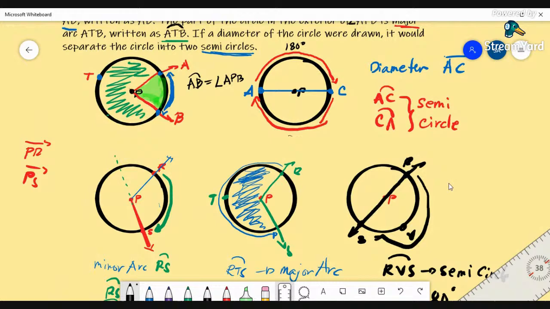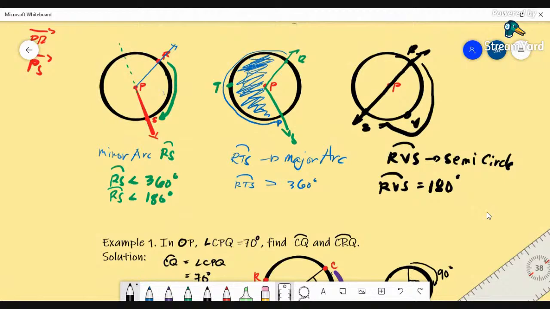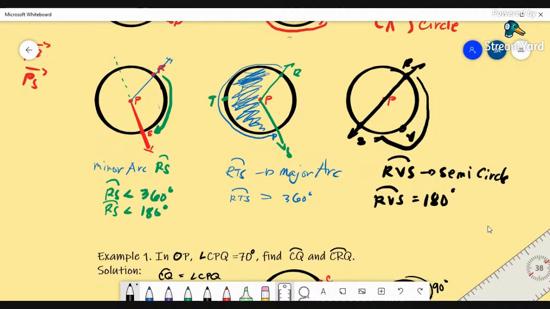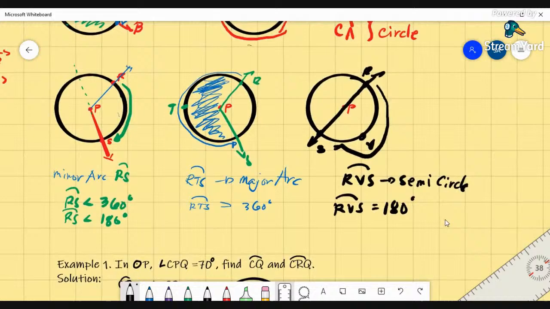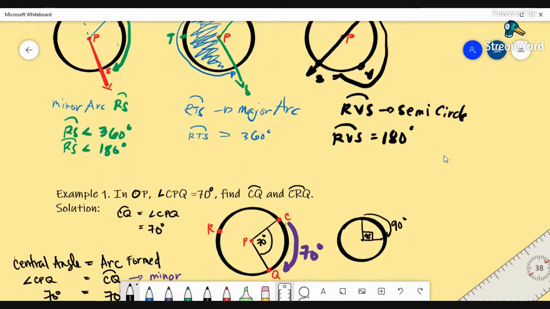Okay, let's have more on arcs. Minor arcs are less than 180 degrees, while the major arc is greater than 180 degrees and less than 360 degrees, because it is reduced by the minor arc. And the semicircle has 180 degrees for its arc.